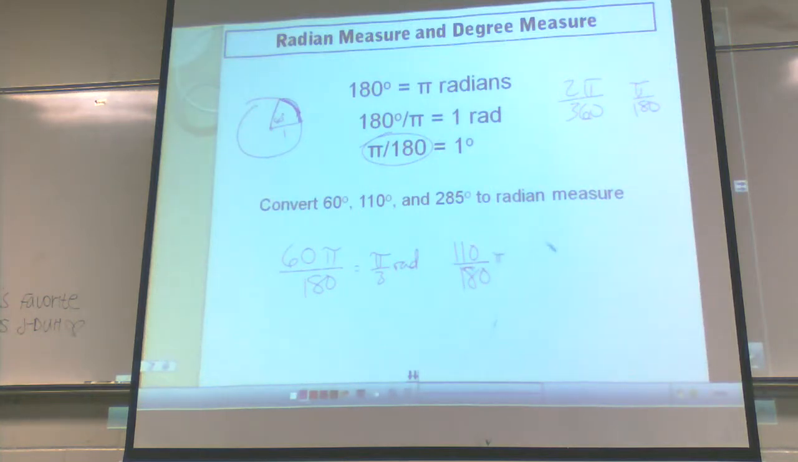And then you just throw the pies in. So 110 over 180, 11 over 18 pi. This one converts to that one's there. And then the 285, you need 285 pi over 180. And then you would reduce as much as you can. What's that reduced to?